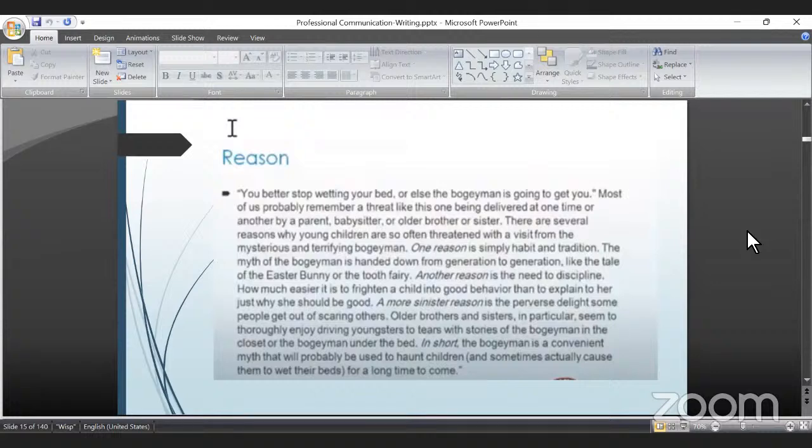"You better stop wetting your bed or else the bogeyman is going to get you. Most of us probably remember a threat like this, one being delivered at one time or another by a parent, babysitter, or older brother or sister," right? If you take out that whole part from the paragraph, actually it does not make much of a difference, does it? Structurally, no. Actually, ma'am, the first sentence is usually said by all common people. That's why the author used that particular sentence to grab the attention, like what I'm going to be talking about. So I think these are all more stylistic features than anything about the structure of the paragraph itself.